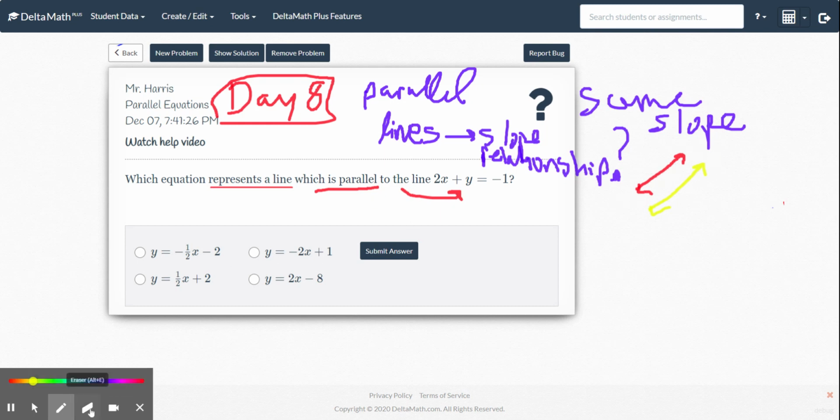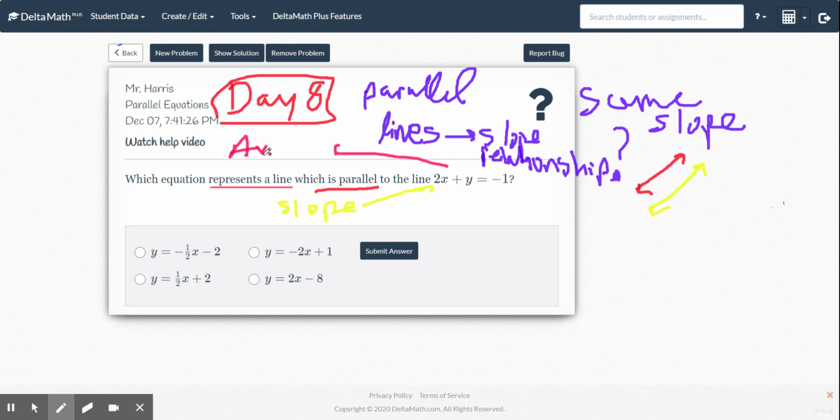The problem is we need to figure out, hey, what's the slope of this line? So we need to figure out the slope of this line right here. And the problem is right now, this line is written in standard form. So right now this line is in Ax plus By equals C. And that form doesn't tell us the slope. It's the only form actually that doesn't tell us the slope.